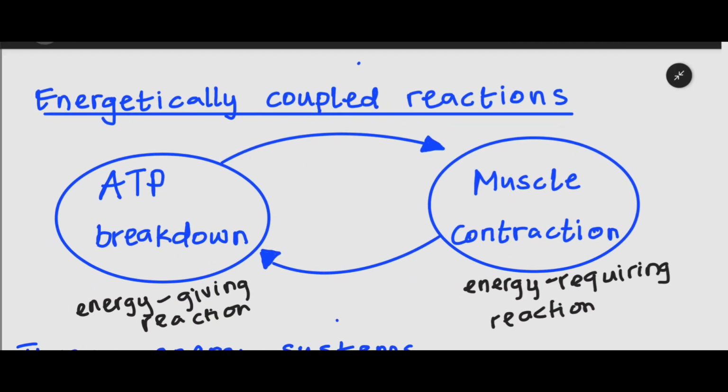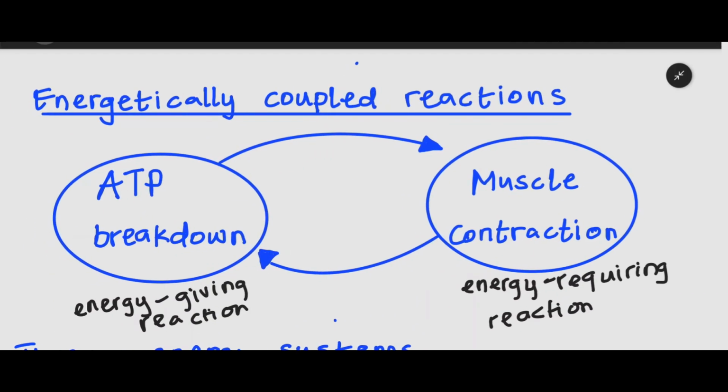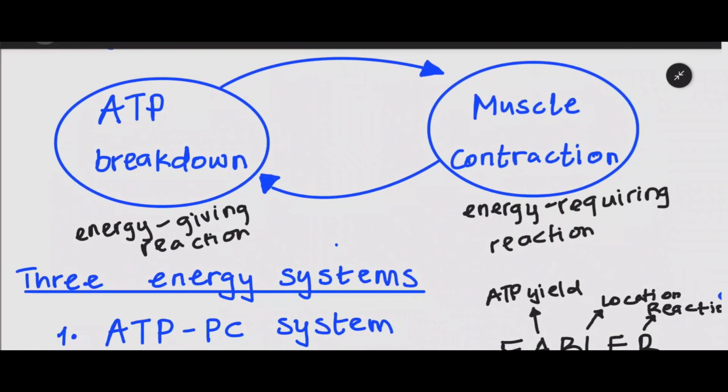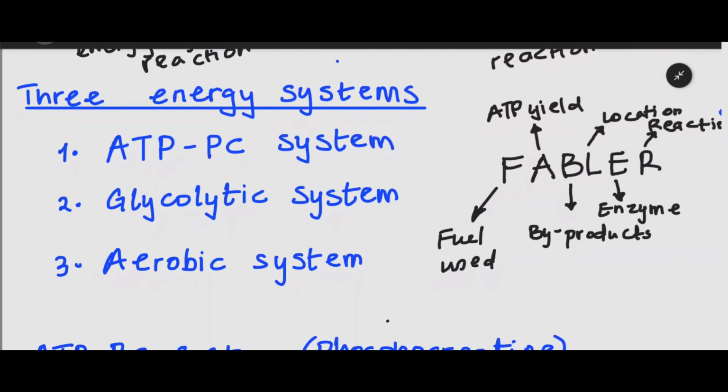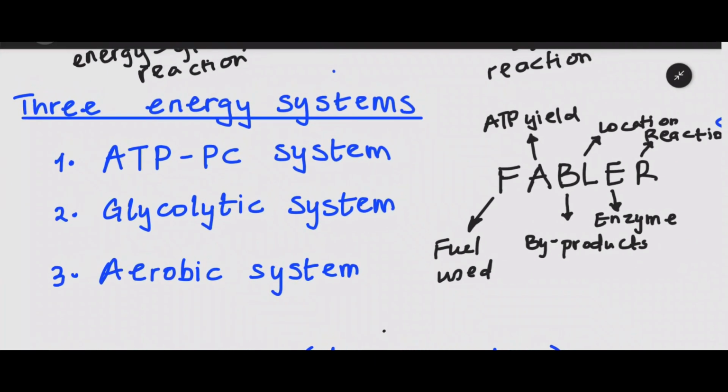Now, we're going to talk about the three pathways or the three energy systems. And the three energy systems are all about ATP resynthesis. So we've broken down ATP into ADP plus P. We've released energy, good job. But we need to continue doing that because the more you're exercising, the more energy you need. And the three energy systems are the three different pathways, three different ways that ADP can be converted back into ATP. So the first one we're going to look at is the ATP-PC system. Then we're going to look at the glycolytic system and then the aerobic system.